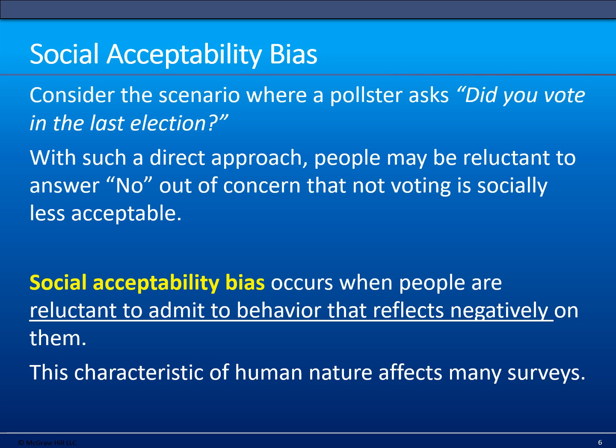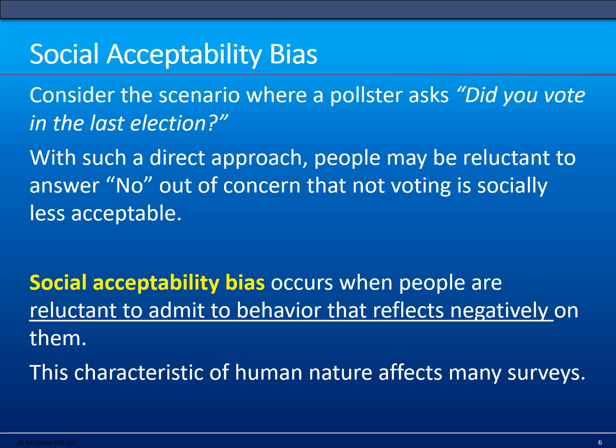Another one is called social acceptability bias, and this one is often overlooked. And I think this is best explained with the example here. Consider this scenario where a pollster asked, "Did you vote in the last election?" With such a direct approach, and especially if it's in person, people may be reluctant to answer no, out of concern that not voting is socially less acceptable. So social responsibility bias occurs when people are reluctant to admit to behavior that reflects negatively on themselves.